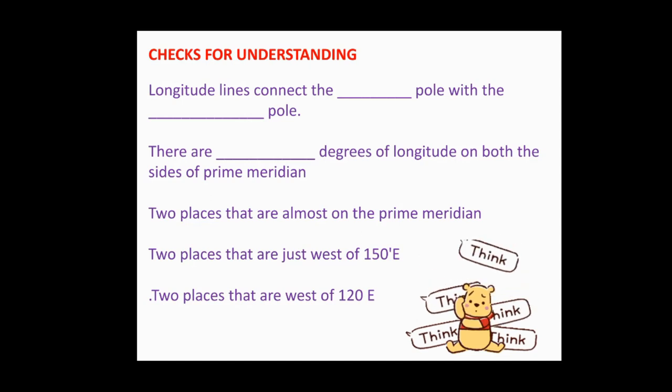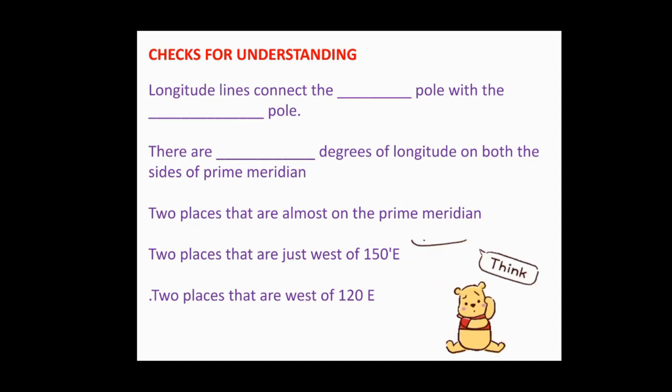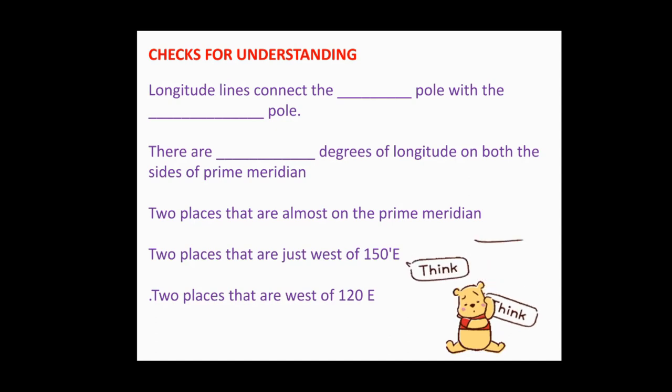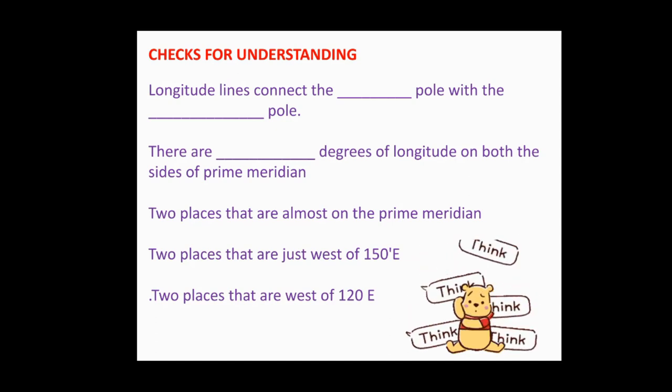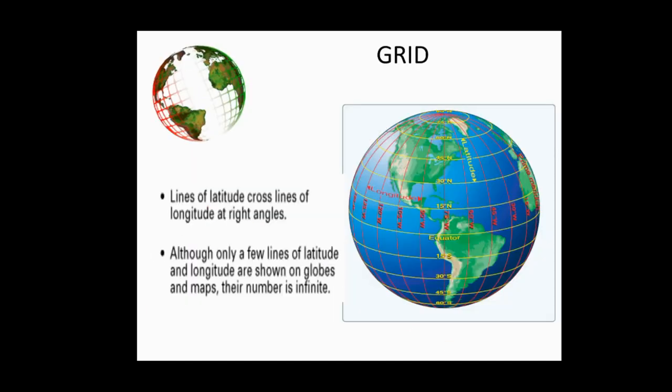Take your atlas, refer two places that are almost on the prime meridian. The same way, refer two places that are just west of 150 degree east and west of 120 degree east. Find out the places and pen down in your notebook.